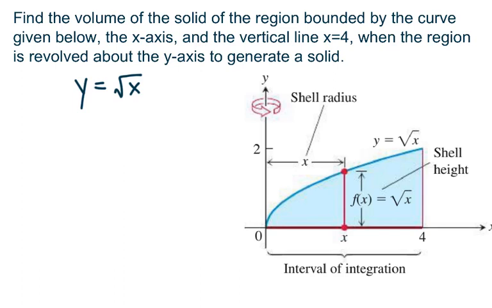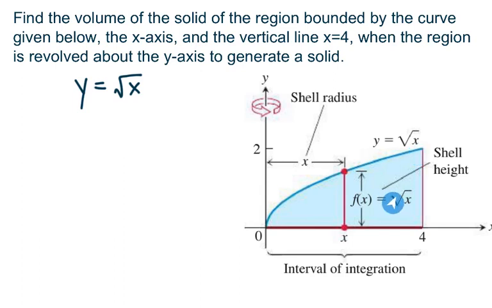So we have another bound, the x-axis, and the vertical line, x equals 4. Those were all given. So my interval of integration is going to go from 0 to 4. My height comes up. It's always parallel to the axis of rotation. So my height is going to be the function. This curve represents my height.